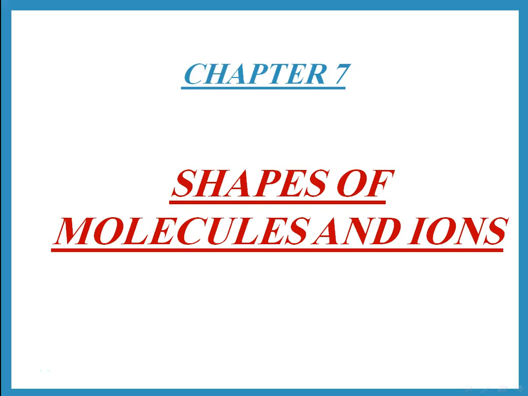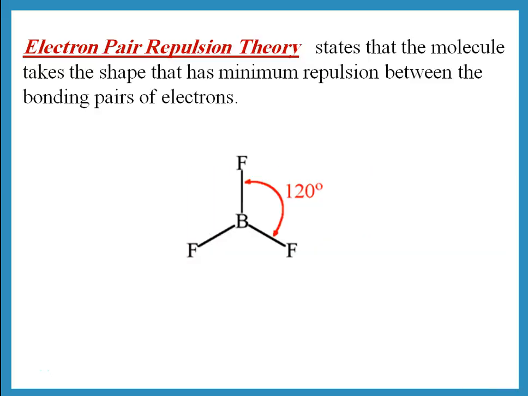Hello, this is chapter 7, and in this chapter we're going to be talking about shapes of molecules and ions. Now, the shape of a molecule is based on a theory which we refer to as electron pair repulsion theory. In the electron pair repulsion theory, we say that the molecule will take a shape so that there is minimum repulsion between the electrons.